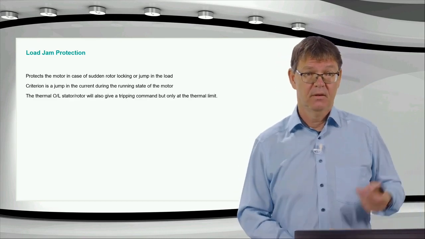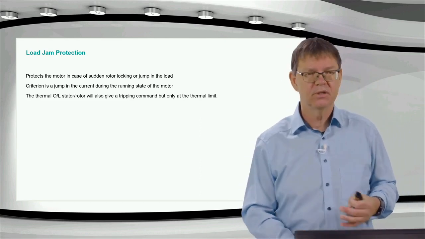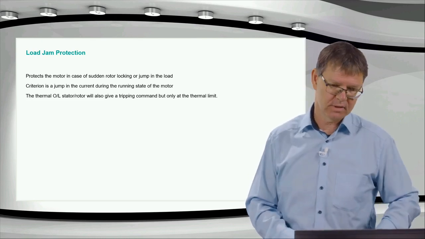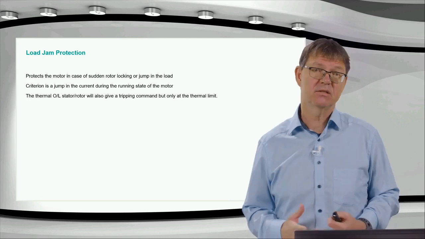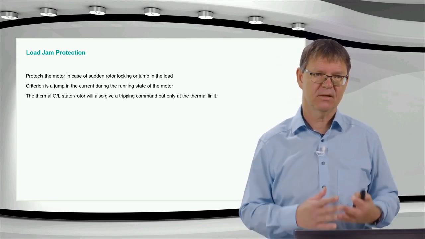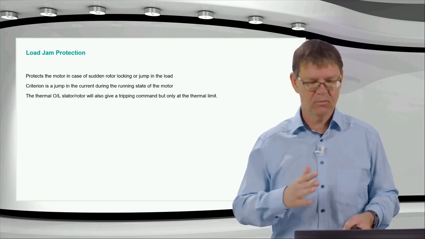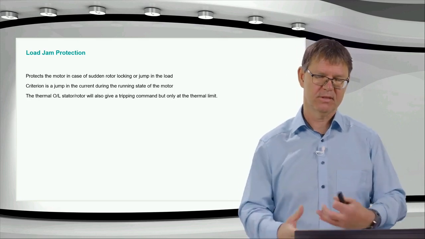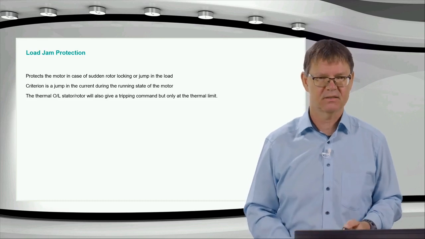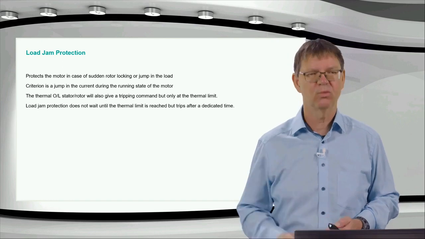Okay. We could work also without that function, then the overload of the stator rotor will give a tripping command depending on how big the current is. But this is a slow function, and this can take a relatively long time. And to cut down this time, we have this load jam protection. So if the motor is running, then we want to trip the motor if there is some blocking condition, relatively fast, and not wait for half a minute, 1 minute, 10 minutes, whatever, for the thermal overload protection.